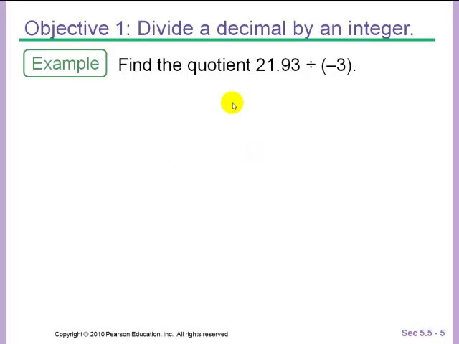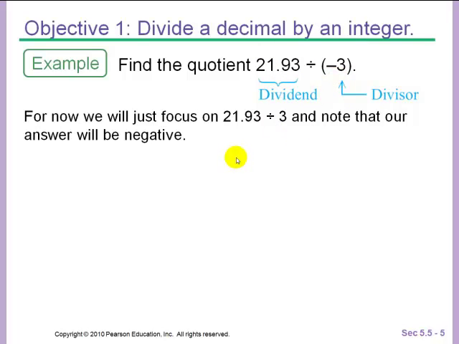Example: find the quotient of 21.93 divided by negative 3. The 21.93 is the dividend, the negative 3 is our divisor. For now, we're going to ignore the signs and just focus on the division of the values, 21.93 divided by 3. Note that we have a positive divided by a negative, so our final answer will be negative.